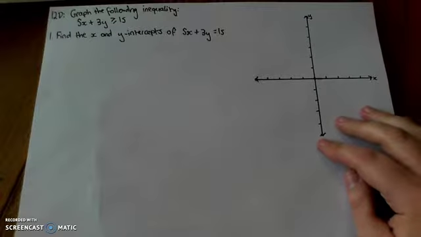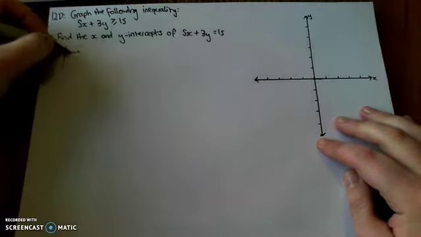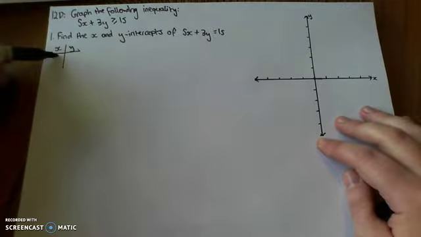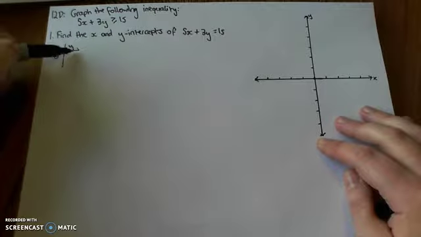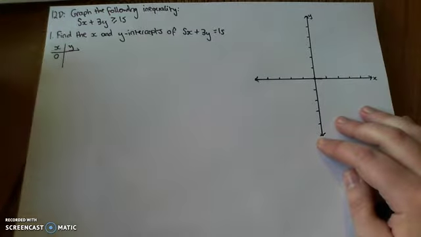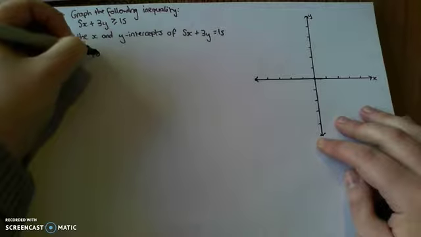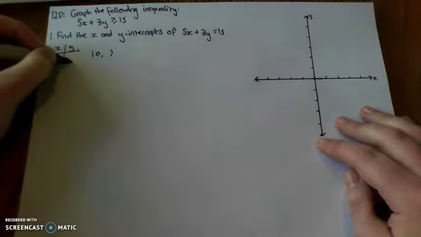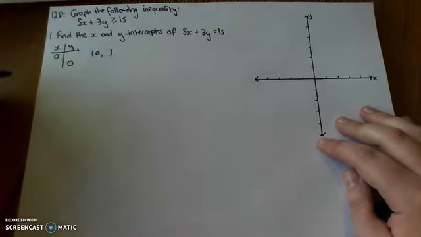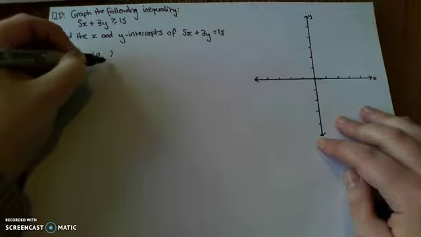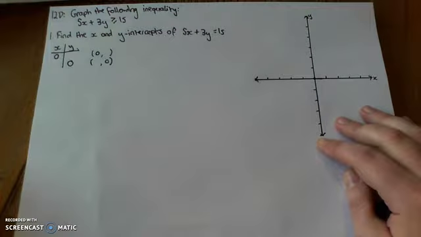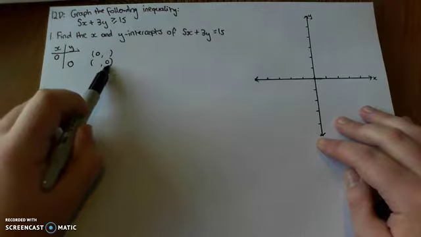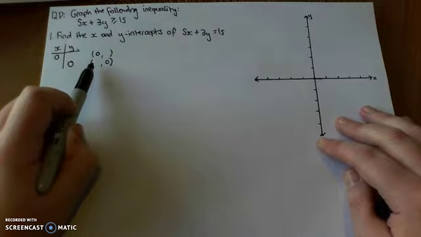So the first thing that we can do is set up a table of where we'll record our coordinates. So we want to find out that when x is equal to 0, what will y be? And that will give us a coordinate of 0 and a y coordinate. And we want to find out that when y is 0, what will x be equal to? So that will give us a second coordinate, in which the y value is 0, and that will give us our x-intercept.